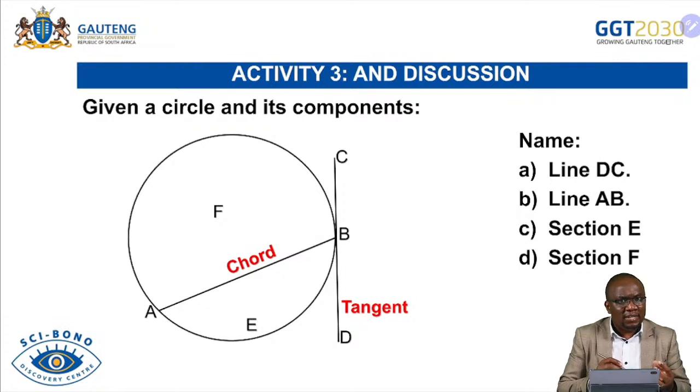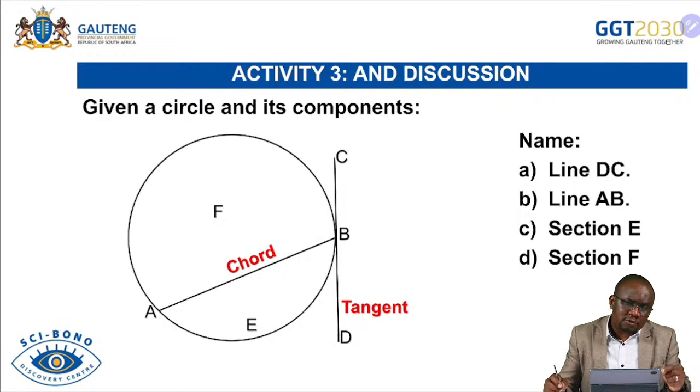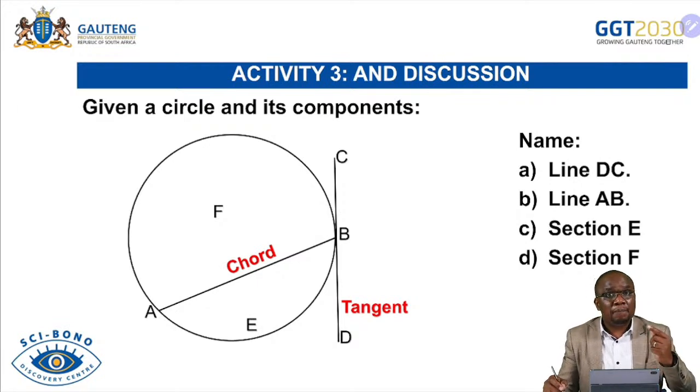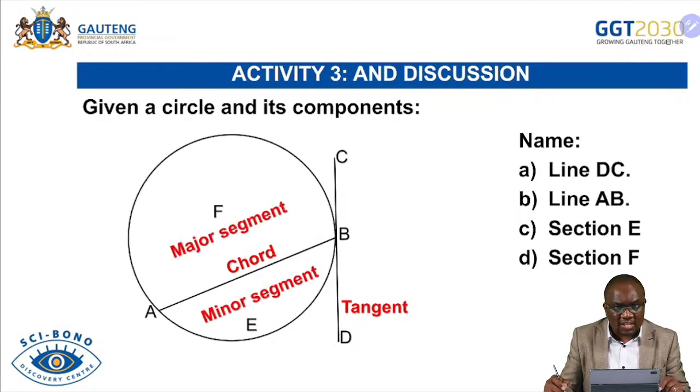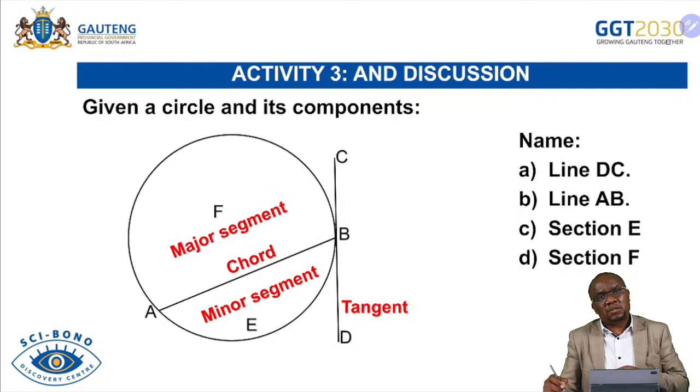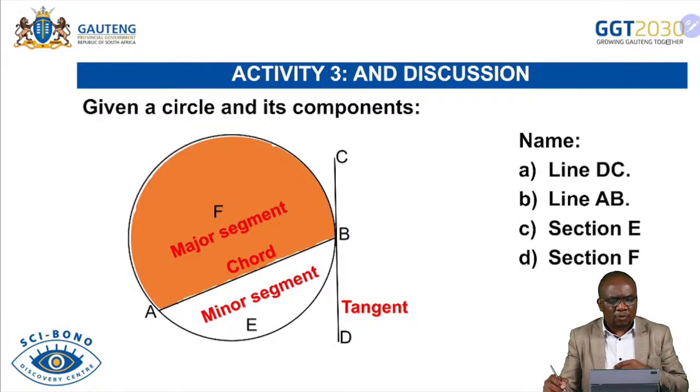So the chord AB divides the circle into two segments. And most of the time, the segments are not equal. There is a bigger segment and a smaller segment. They'll be equal if the chord is the diameter. But if the chord is not a diameter, you are going to have a bigger segment and a smaller segment. The bigger segment is called what? The major segment. And the smaller segment is called the minor segment. So we have the major segment and the minor segment, okay?